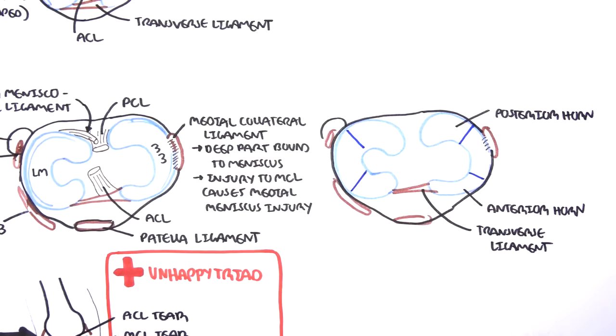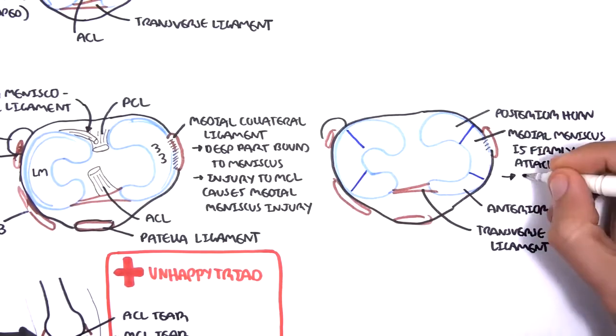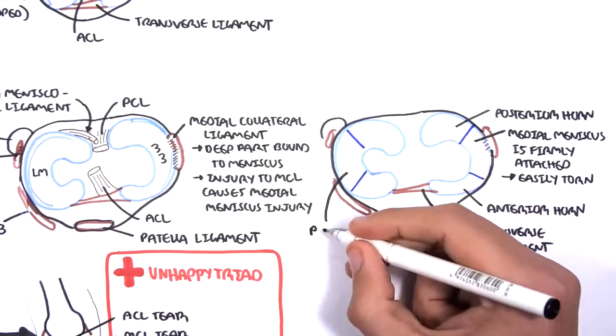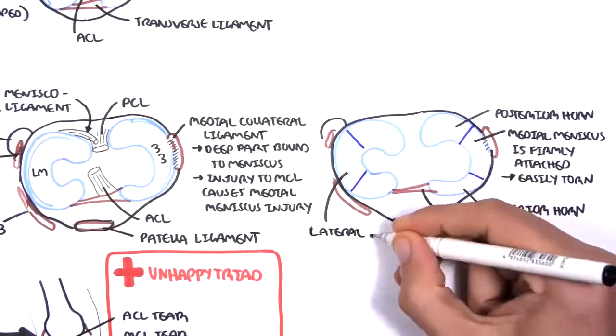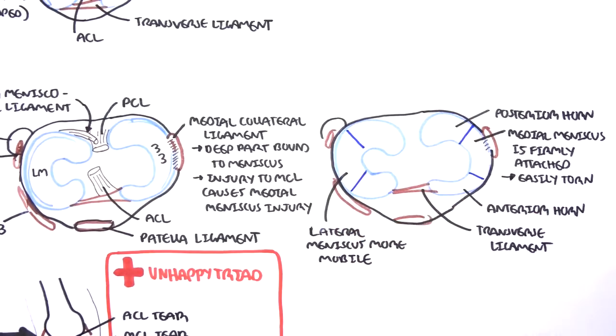It's also important to remember that compared to the lateral meniscus, the medial meniscus is firmly attached to the tibia, and it's not very mobile. Thus, it is easily torn. The lateral meniscus, on the other hand, is slightly more mobile because the posterior horn of the lateral meniscus does not attach firmly onto the tibia.